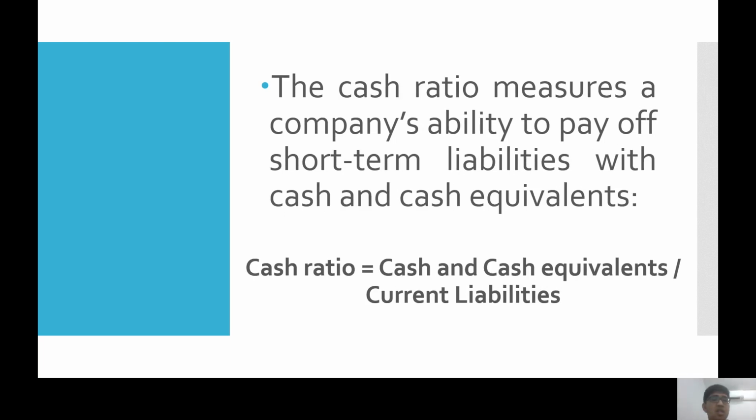Next, we have the cash ratio. The cash ratio measures a company's ability to pay off short-term liabilities with cash and cash equivalents. So simply, cash ratio is cash and cash equivalents divided by current liabilities. So of course, you already have an idea ano ang cash at ano ang cash equivalents. So basically, it is not the total of the current assets. Pero si cash at cash equivalents, i-divide natin si current liabilities, we can have the cash ratio.